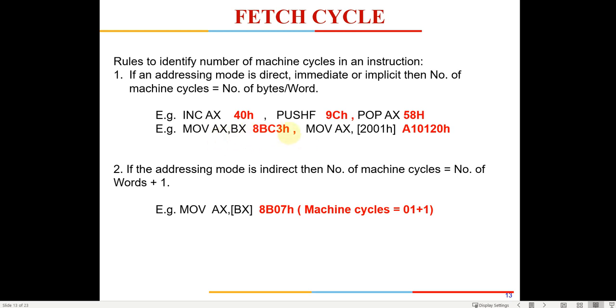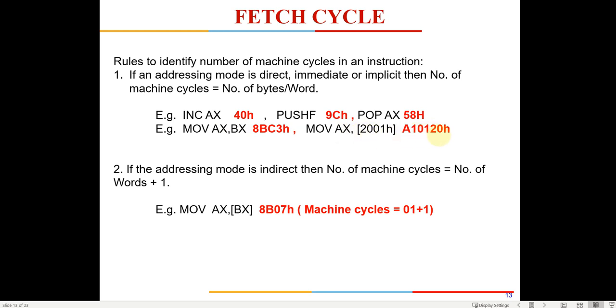So MOV AX, BX is also 2 bytes of information. It is possible to get it in, because this is 16-bit data. So it will be brought in one read operation, then decoded, and then executed. In the decoding, in 2 temporary registers, the data of AX and BX will be there, and then in the execution cycle, the data will be transferred from BX to AX.